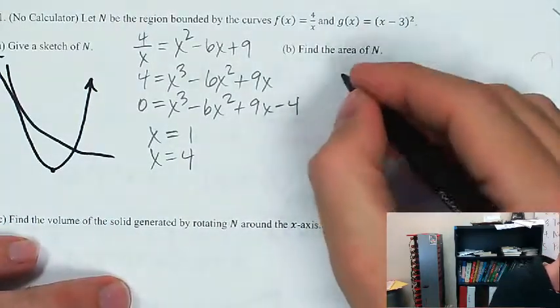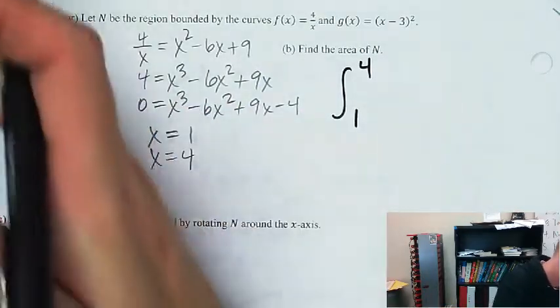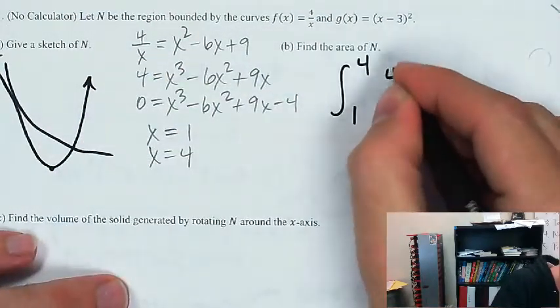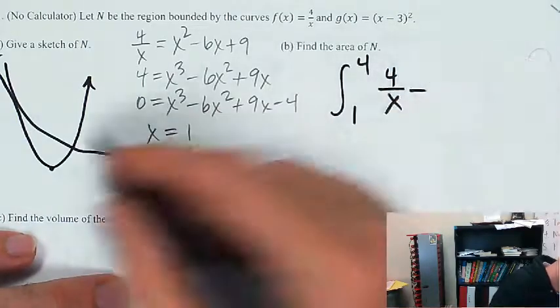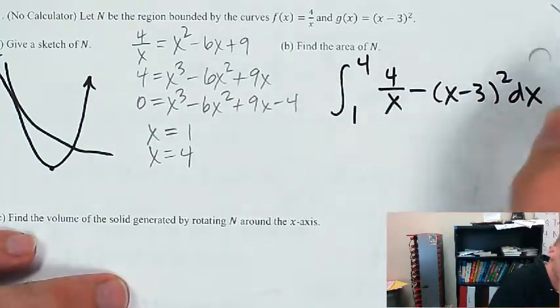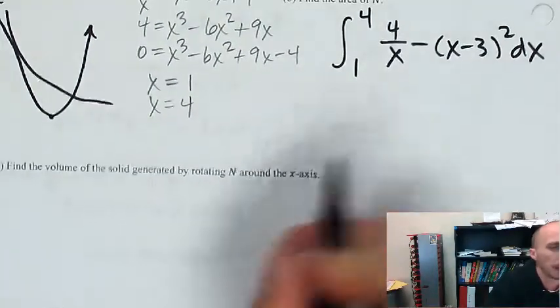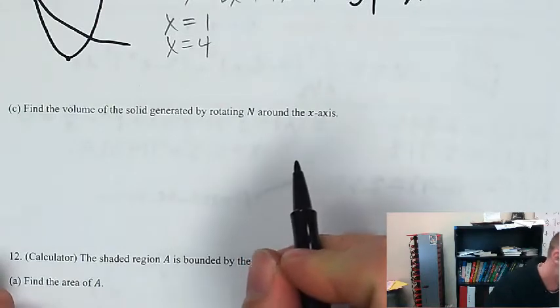Okay, so I'm going to integrate from 1 to 4, top minus bottom. On top was this kind of decaying curve, so it was 4 over x. Minus bottom is x minus 3 squared. And that's an integral for the area. And you could compute that by hand. You could compute it with a calculator, however you want.